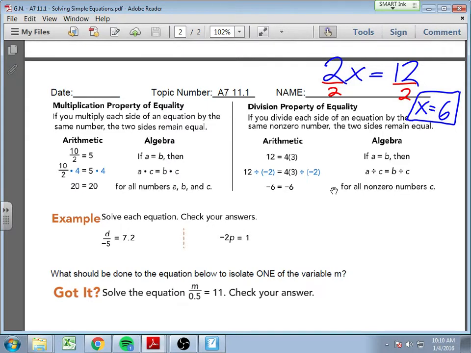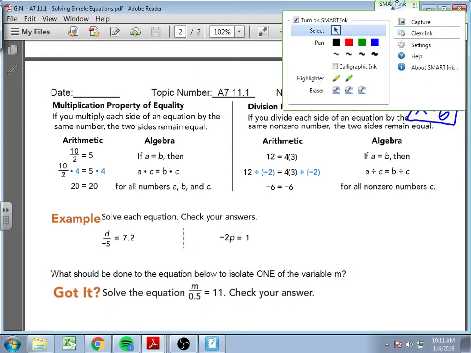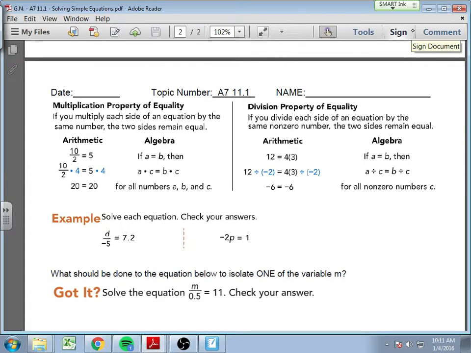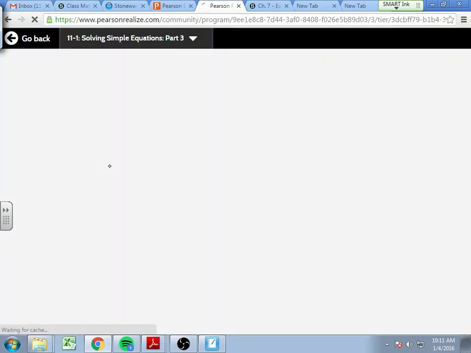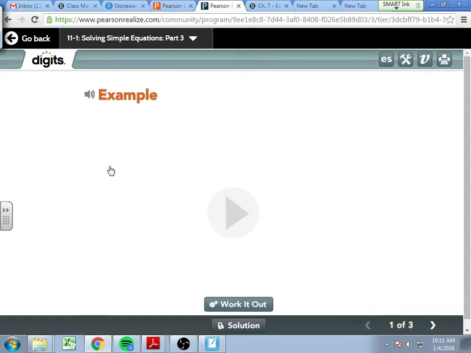So with d divided by -5, I start again by asking myself, what is being done to my variable? So Ella, what's being done to my variable d? Yeah, it's being divided by -5. So when we think about undoing that, how could I undo a division by -5? We multiply. What do we multiply by? Who thinks that we multiply by 5? Who thinks that we multiply by -5?